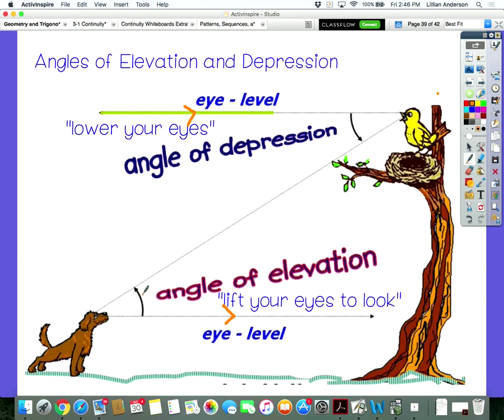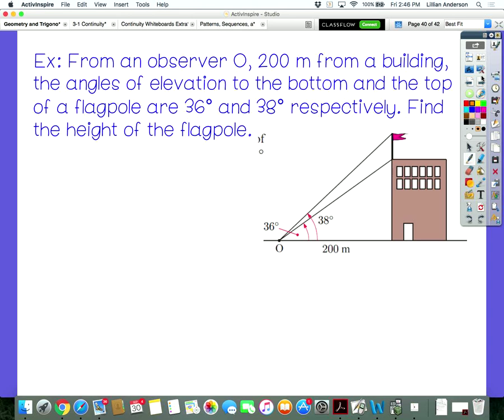This is going to be helpful, especially when you're dealing with your word problems when it comes to angles of elevation and depression. Okay? So, first example we're going to look at is one that you're going to add to your handwritten notes. We're going to do this one together, and then you guys are going to do the two printed note examples on your own, and then we'll go over them. Okay? So, here's the first example. I'll give you a minute or two to write it down, and then we'll start going over it.